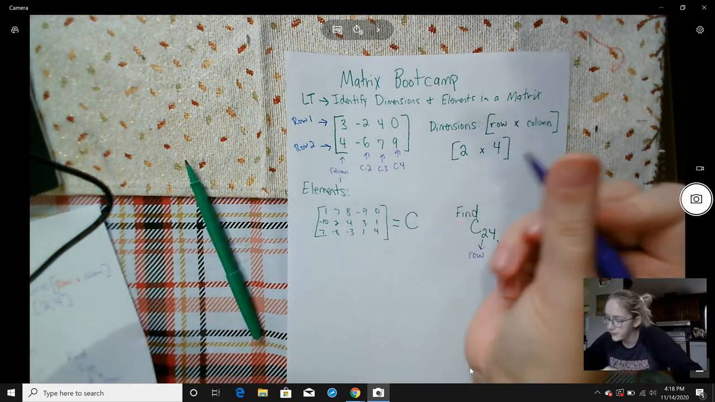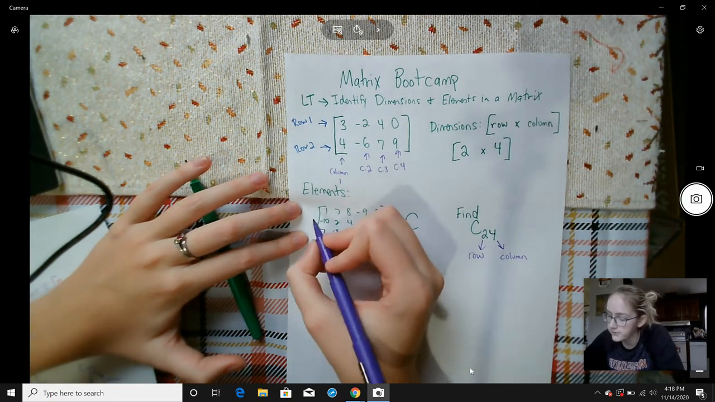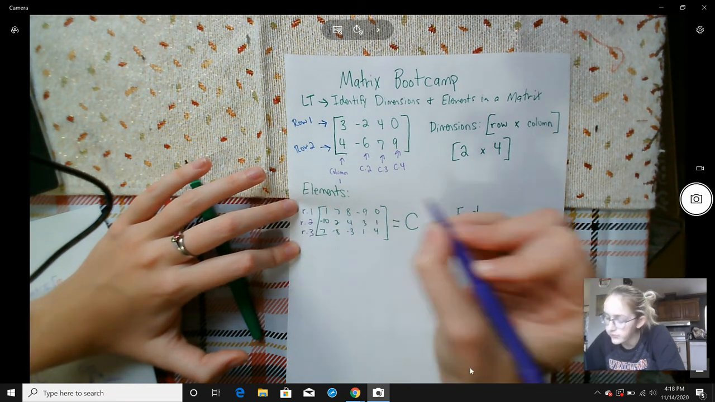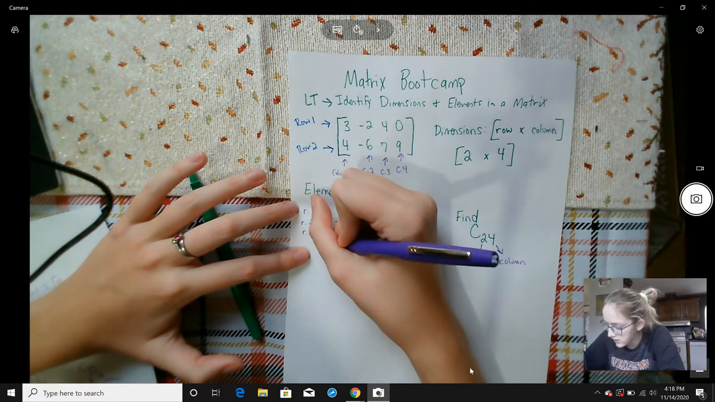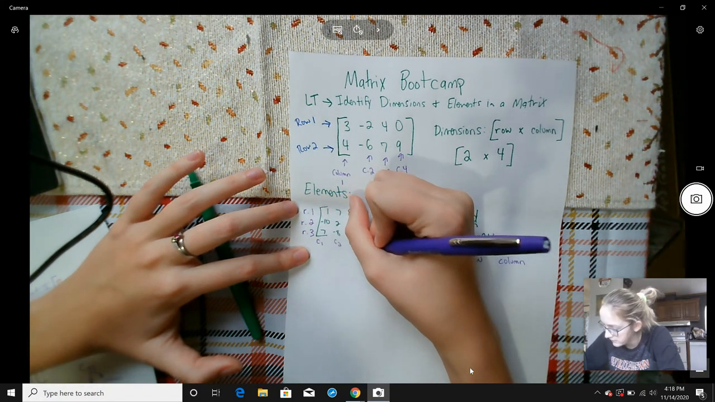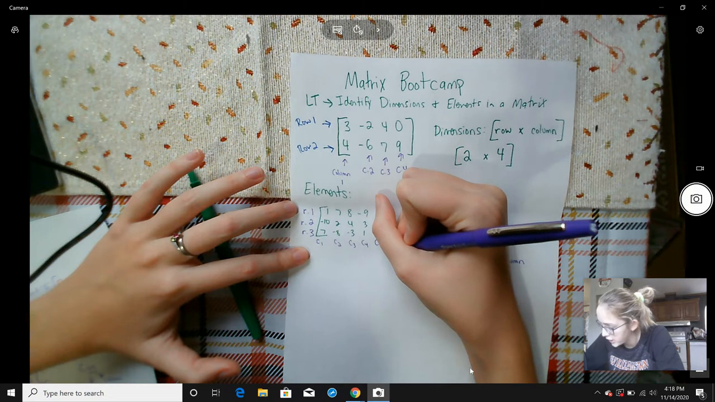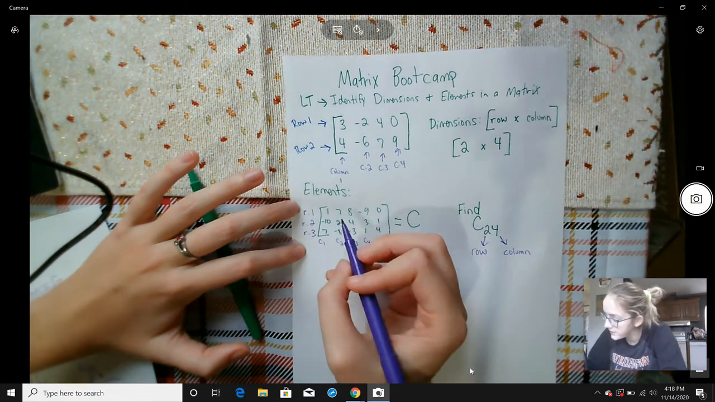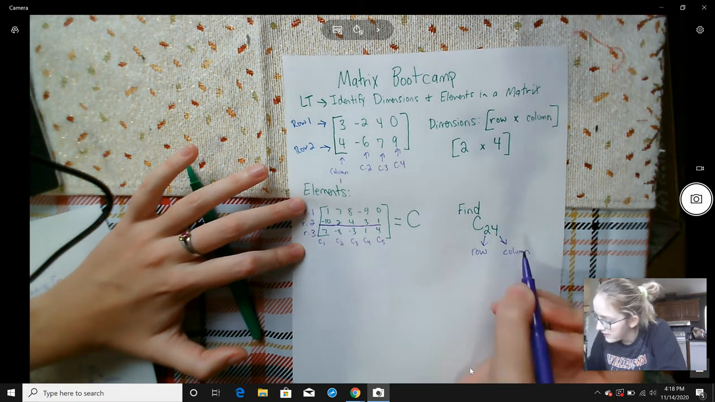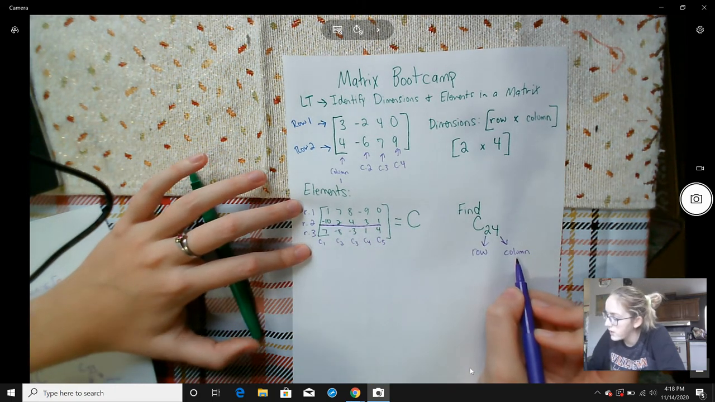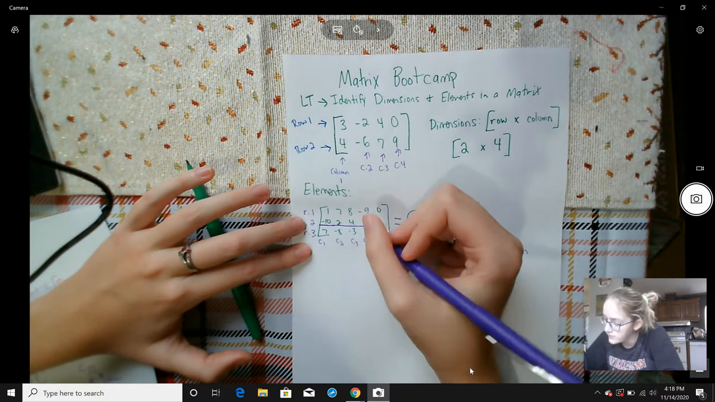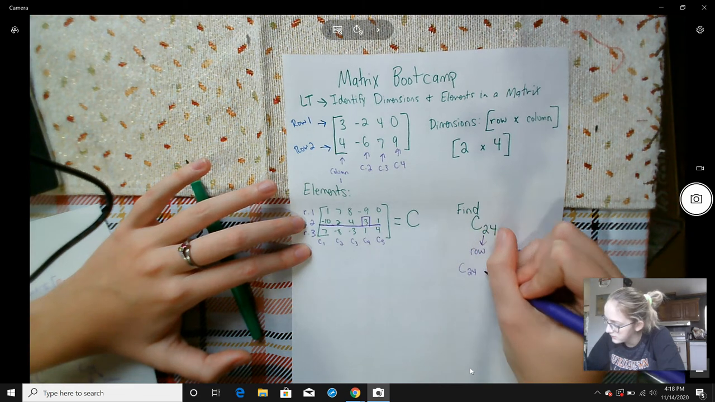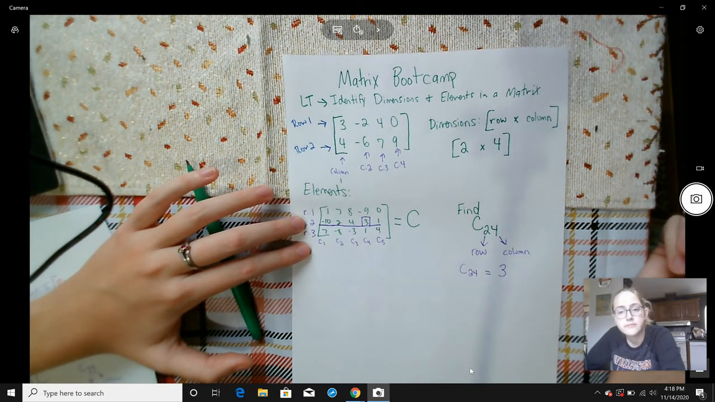So if we go over here, we want to do our rows first. So remember, rows go left to right. So this is row 1, row 2, and row 3. And then this is column 1, column 2, column 3, column 4, column 5. You always want to count left to right. So we want to look at row 2. So we're going to be looking at this row right here. And we want to find the element that's in the fourth column. So in the fourth column, in row 2, the number in the fourth column is 3. So C24 is going to equal 3.